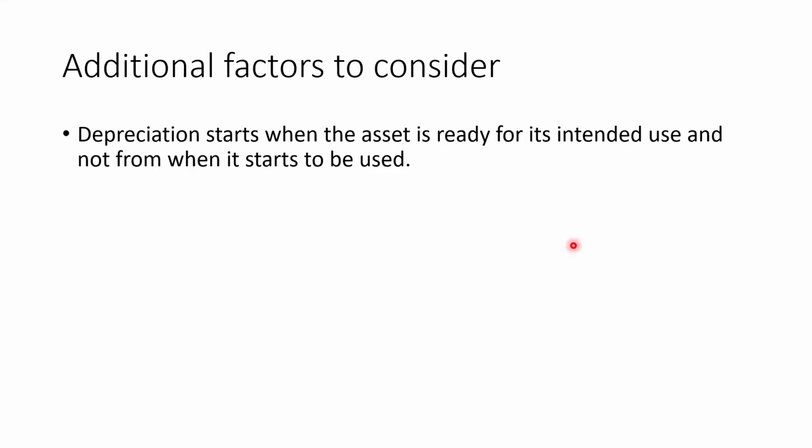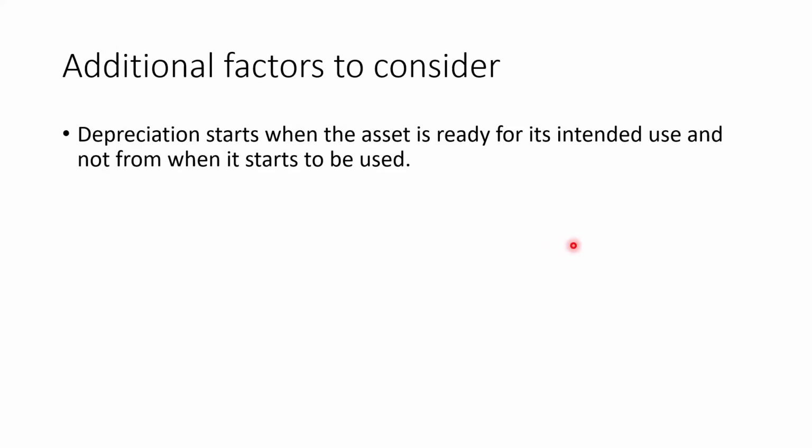So additional factors. Let's look at the situation where there is depreciation. Note that depreciation starts when the asset is ready for its intended use, not when the asset actually starts use. So assets can be ready for their intended use, and then the company will not start using the asset. It can be there for 2-3 years. You have to calculate depreciation every year. So far as it's ready for its intended use, you have to start calculating depreciation. That's what the standard is saying. The depreciation should start when the asset is ready for its intended use, not when we start using it. So take note of this.